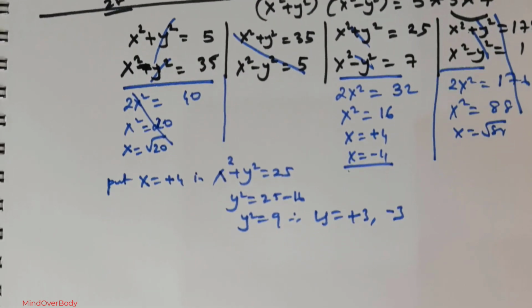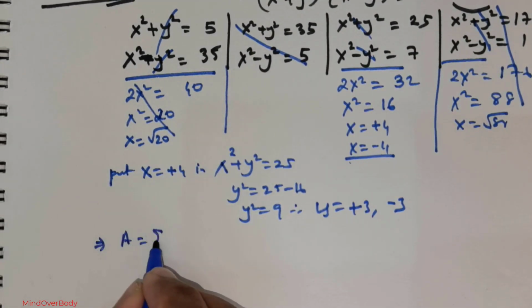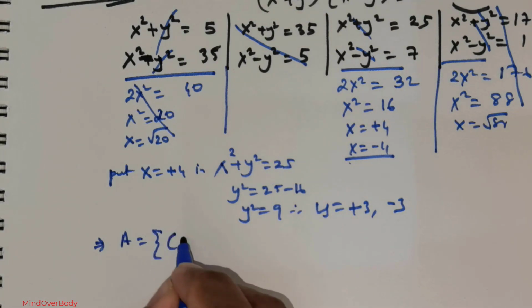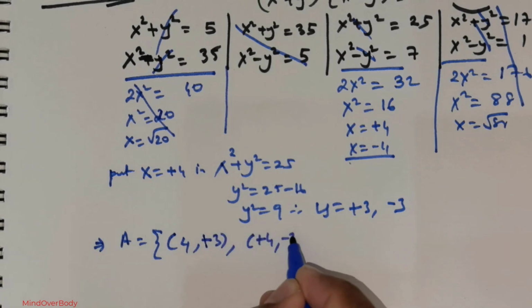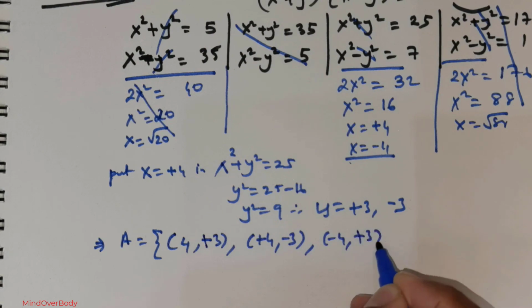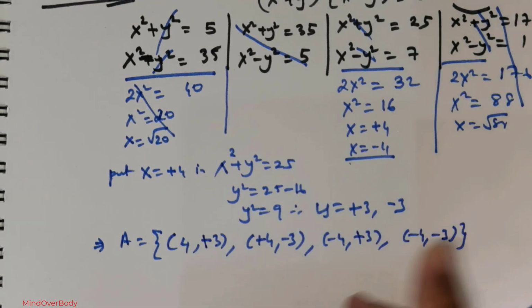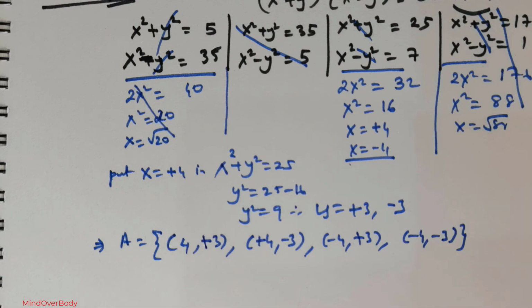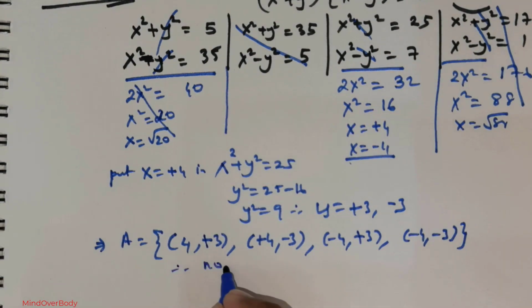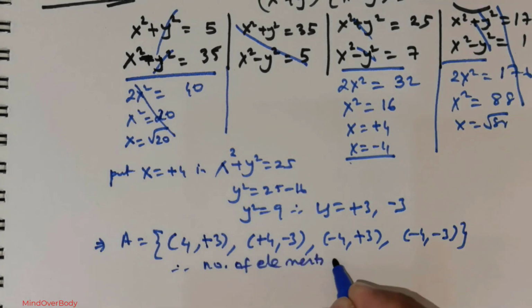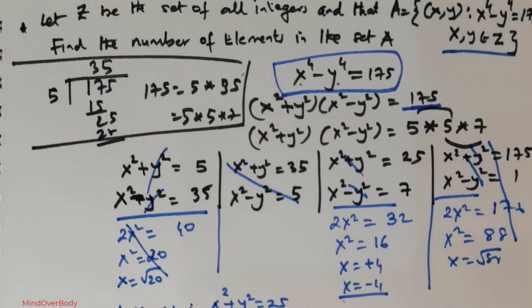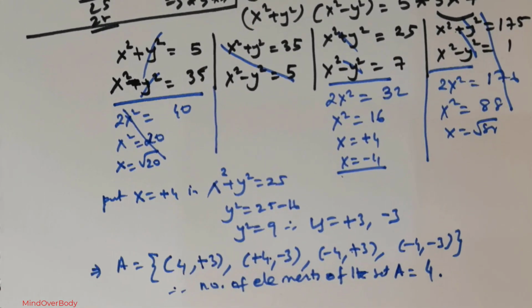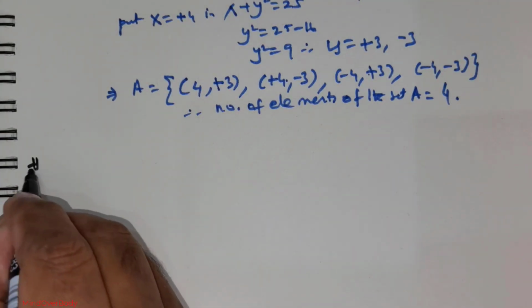Right? So this means the values can either be plus 4 and plus 3, or plus 4 and minus 3, or minus 4 and plus 3, or minus 4 and minus 3, right? So these are the only possible elements. So what does the question want? The question wants us to find the number of elements. Therefore the number of elements of the set A is equal to how many? 1, 2, 3, 4. So that's the solution. Students, it was a lovely question. This is a beautiful question, students.